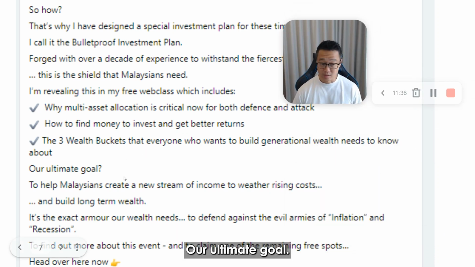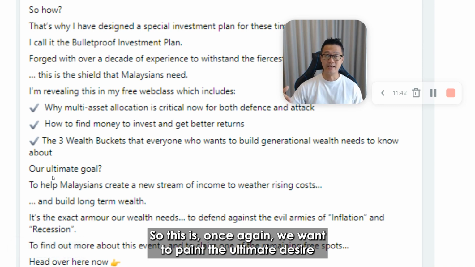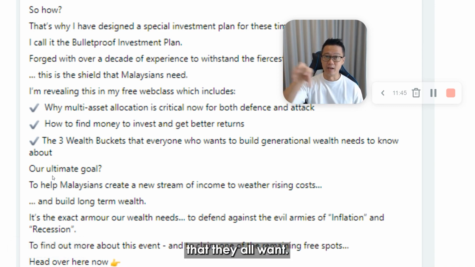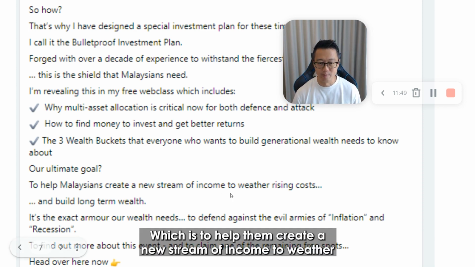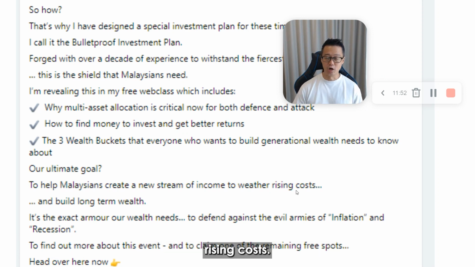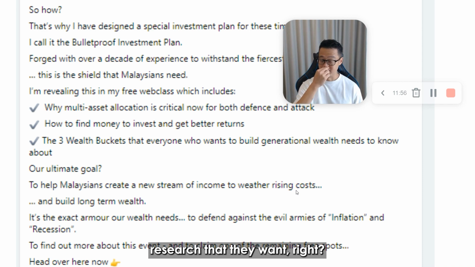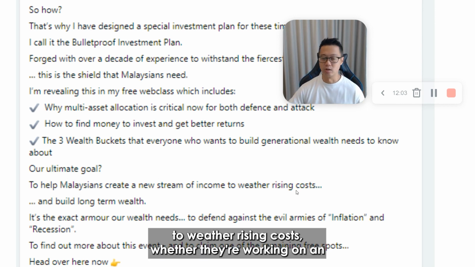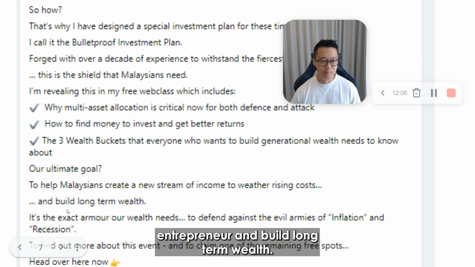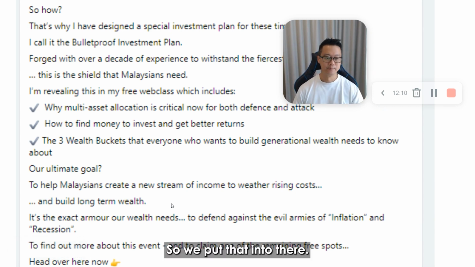Our ultimate goal. Once again, we want to paint the ultimate desire that all the readers want, which is to help them create a new stream of income to weather rising costs. This is the number one desire that they want, through our market research. So people are working, they want an extra stream of income to weather rising costs, whether they're working or an entrepreneur, and build long-term wealth. Those are two things that I really want, so we put that in there.